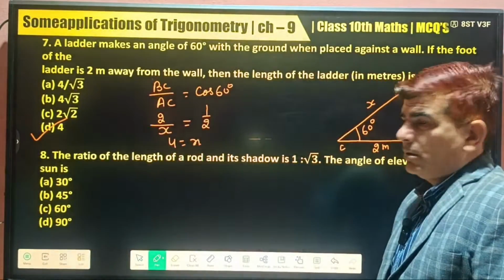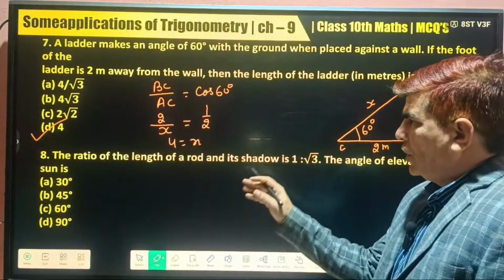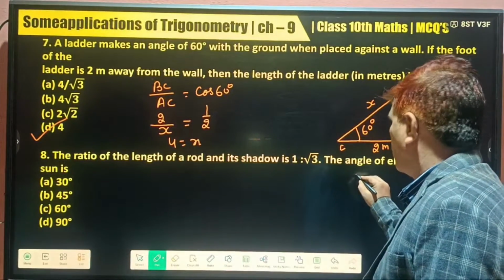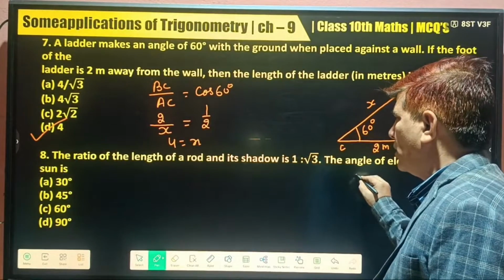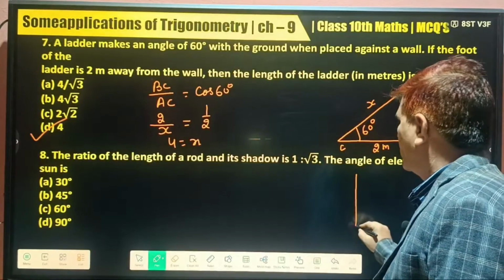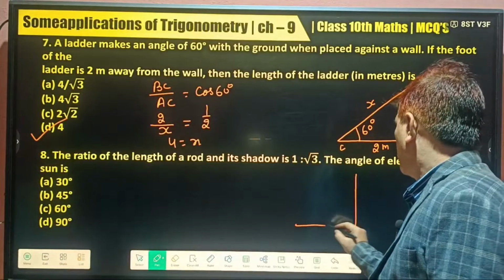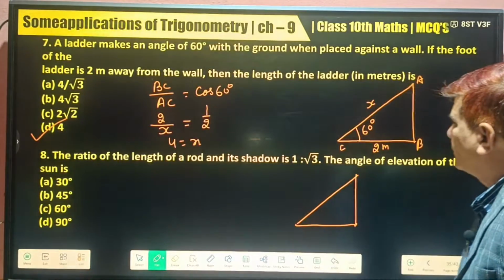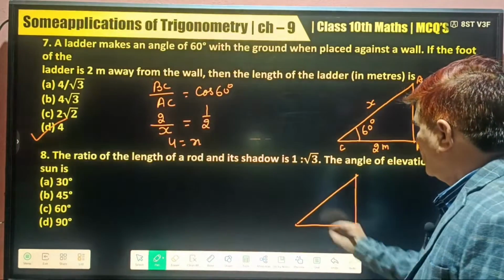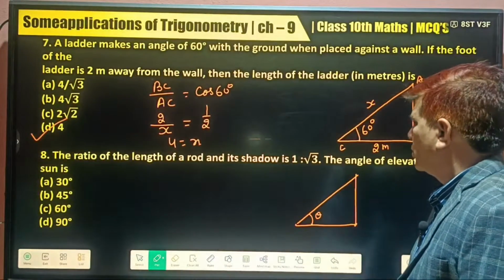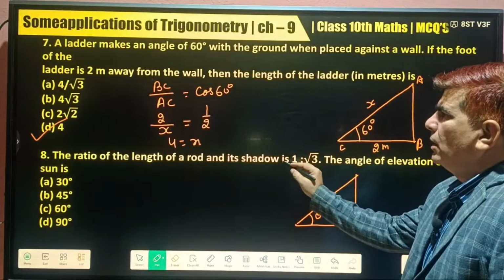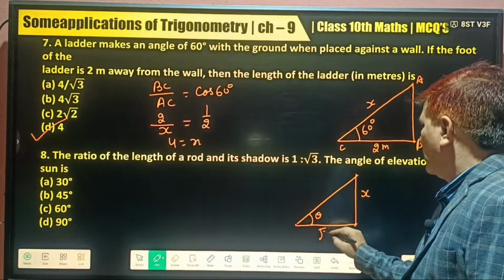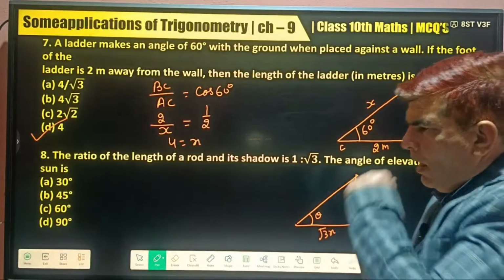Next question. Question number 8: the ratio of the length of the rod and its shadow. So the ratio of the length of the rod, this, and its shadow, like this. Directly I can tell. The angle of elevation, so we are saying this is the angle of elevation. So what can we say? The length of the rod, we can say x. Then what is this? Under root 3 x.